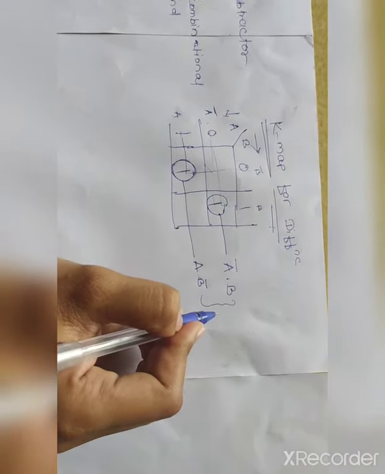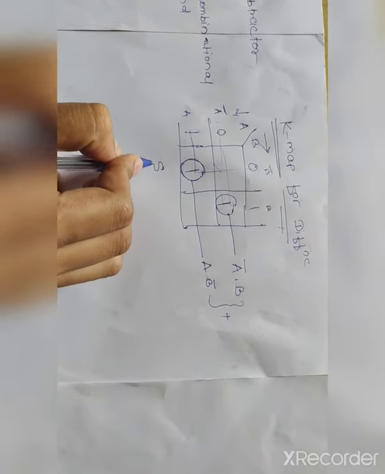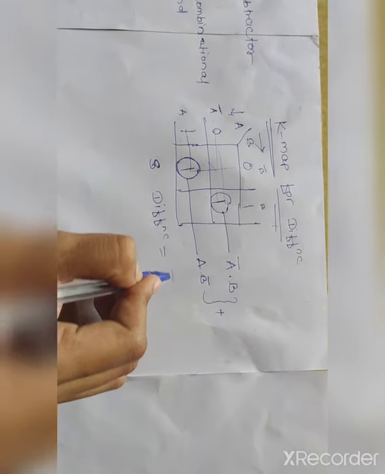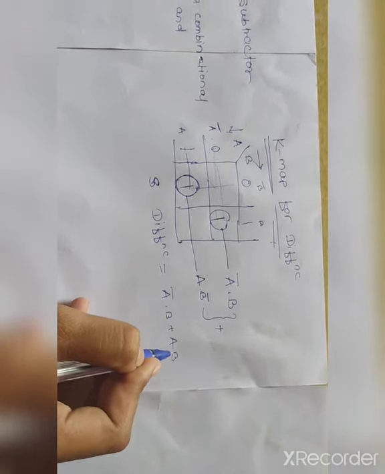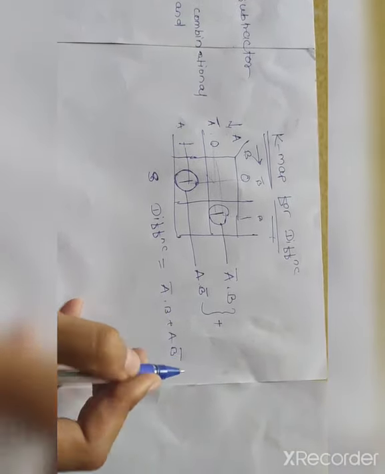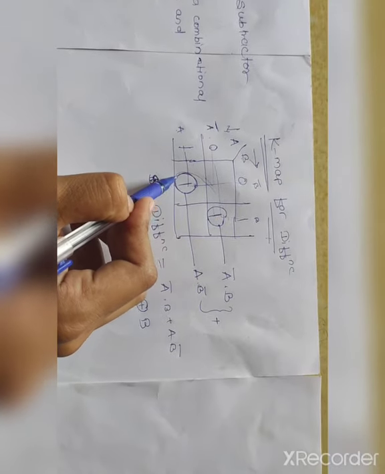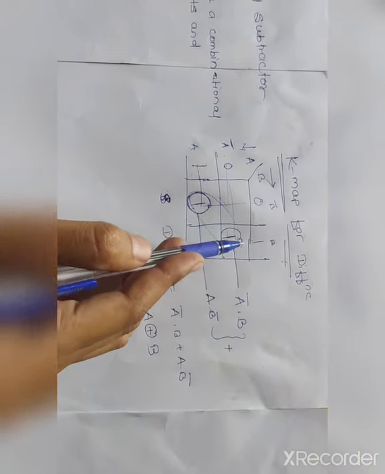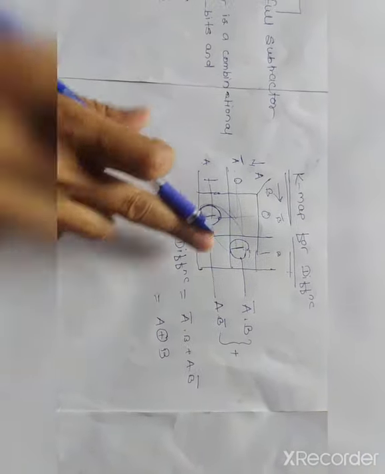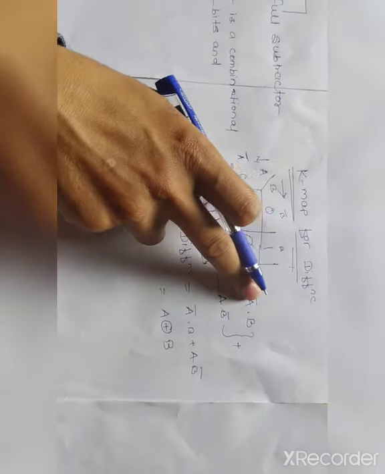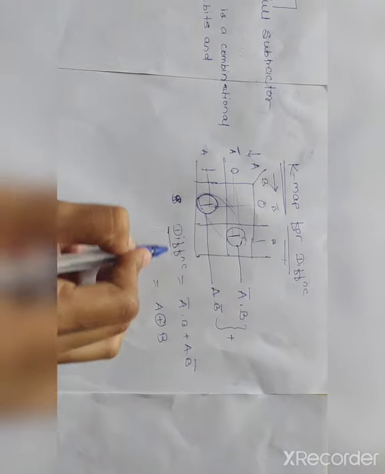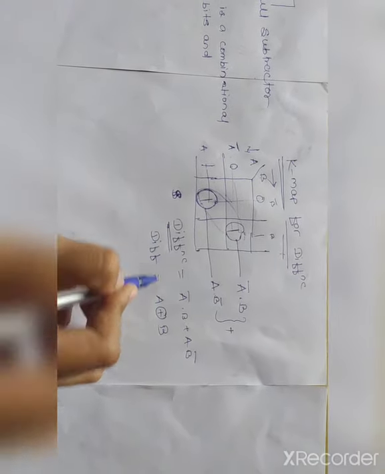Just add them, so this is the simple expression for the difference. So difference is equal to a bar into b plus a b bar. This is my simple XOR gate. You can go directly, but if you don't know the diagonal grouping, then you can go through the single bit group. Suppose diagonal grouping was there, you can directly write the equations. No need to go through this. So this is my difference equation. This is my difference XOR gate.